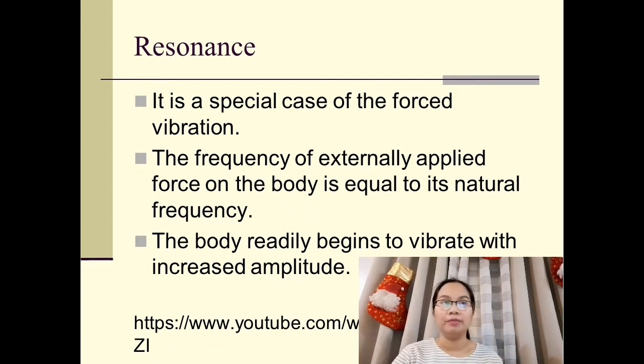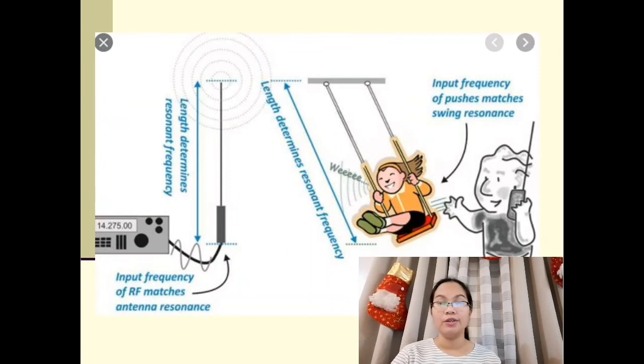One example, yun nga, sa swinging. One example is, at a swing, if the push, that frequency meets the natural frequency of the swing, it will produce a higher amplitude wave. So it will swing at a higher amplitude. So that is resonance. Okay.